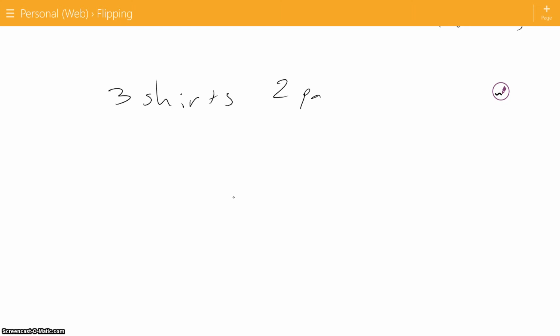So say that you're trying to put together an outfit. So you've got 3 shirts, 2 pairs of pants, and let's say you want to add in a hat. And you happen to have a nice collection of 5 hats. How many different outfits can you make given your 3 shirts, 2 pants, 5 hats?